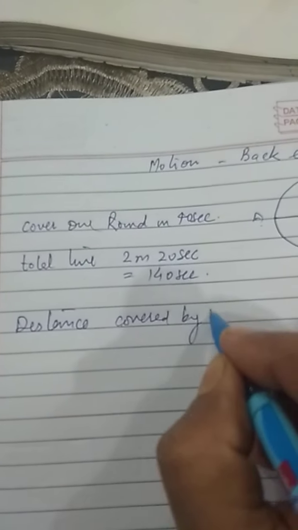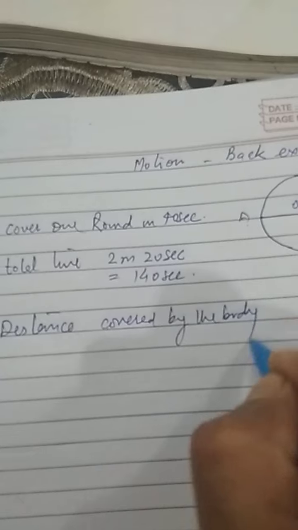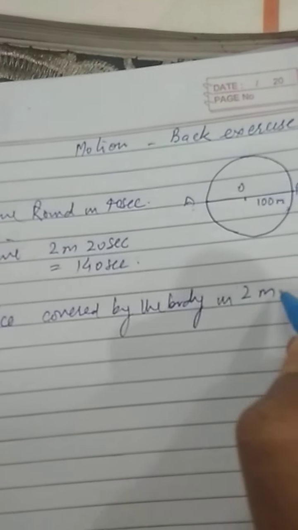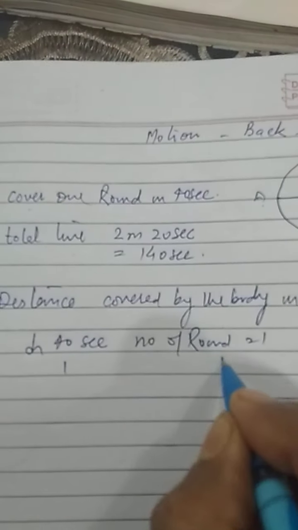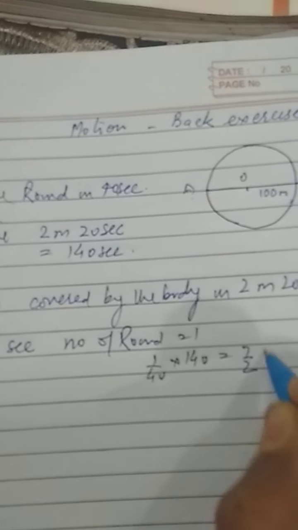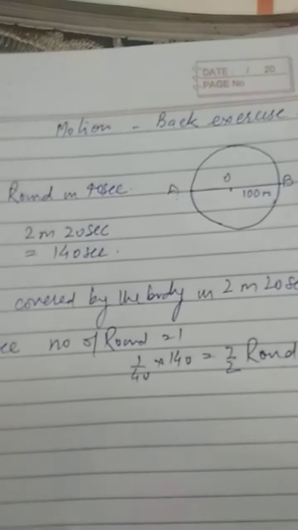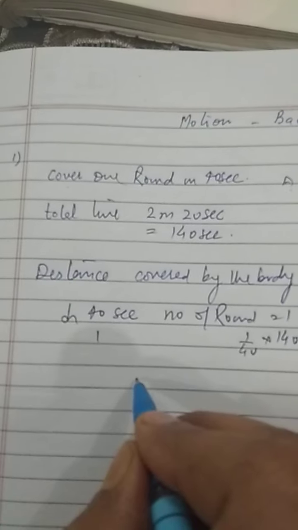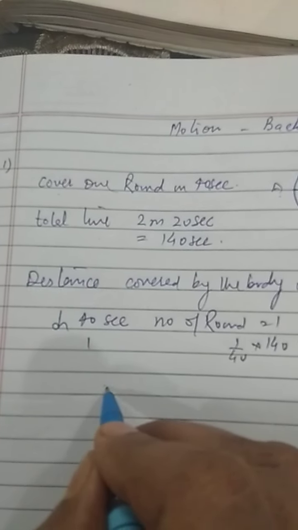Distance covered by the body in 2 minutes 20 seconds. We know that it covers one round in 40 seconds. So in 40 seconds, number of rounds is 1. In 1 second it is 1 by 40, and in 140 seconds it is 7 by 2 rounds. Right?